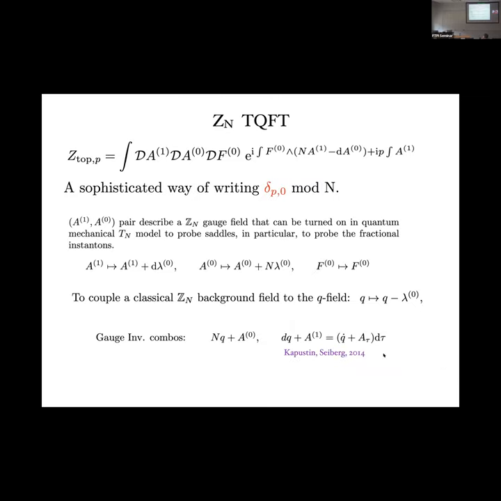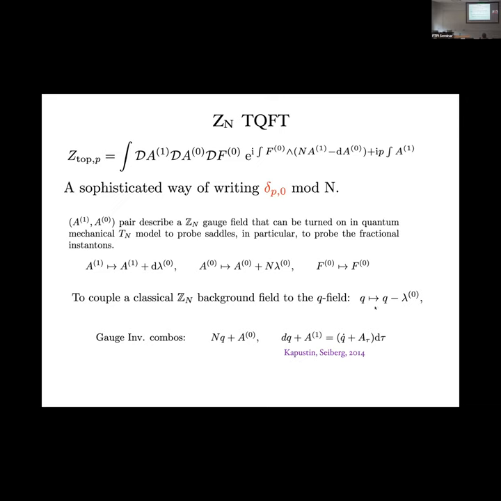Okay. Now, let me first tell you what ZN TQFT is here. A ZN gauge field in this particular case is described in terms of a pair of fields, a one-form and a zero-form field. They obey the relation which is imposed by F0. F0 is a Lagrange multiplier field. You can just integrate it out. And P is not important at this stage, okay? Just integrate that and you obtain the relation between A1 and A0, and it's sufficient to describe the ZN gauge field, okay?